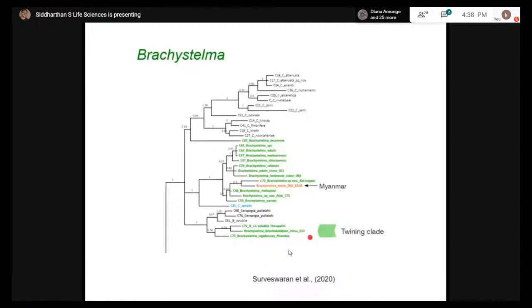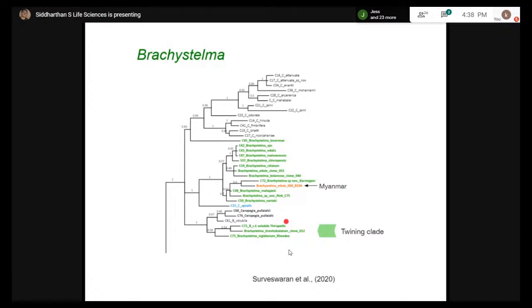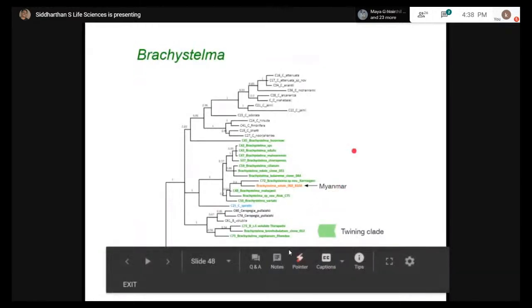So this is a new lineage, which is the twining plants. Probably they were ancestral Ceropegia. They became open flower type, so we call them Brachystelmas. You can see these three species from the Eastern Ghats region. They have this climbing Brachystelma, therefore. So the Eastern Ghats Brachystelma and the Northern Western Ghats Brachystelma have entirely different evolutionary histories.